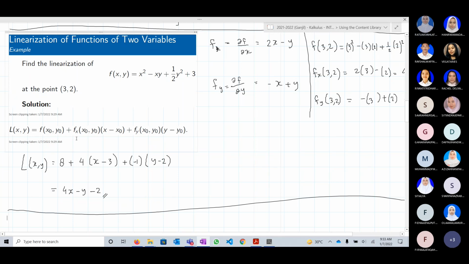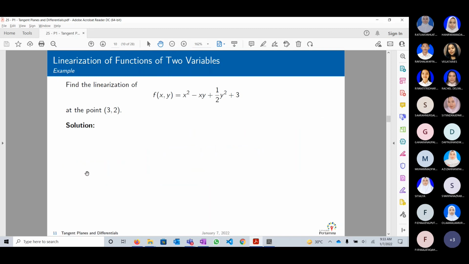Jadi kalau kalian nanti ketemu soal diminta untuk mencari linearisasi dari fungsi dua variabel, kalian tinggal cari rumus ini gitu ya. Oke. Okay, sir.